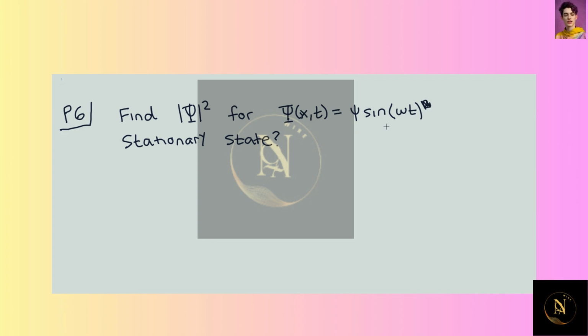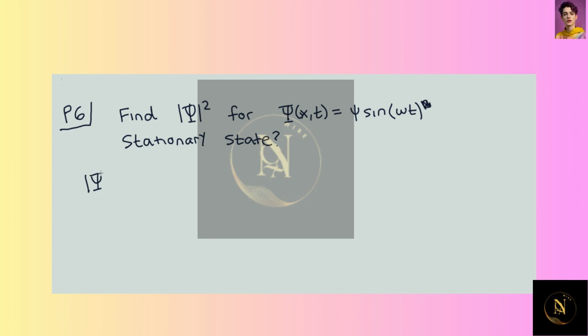We're asked to find the square, and we can assume that this amplitude, little psi, is just a function of x only, not a function of time. And after we find this square of the wave function, we're asked if this is a stationary state. Recall that a stationary state is defined as one in which all the observables we could collect from it are time independent. So let's first take this square.